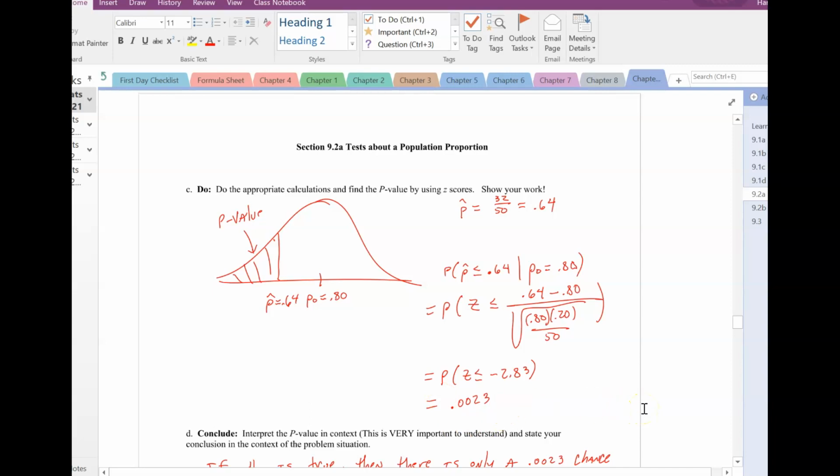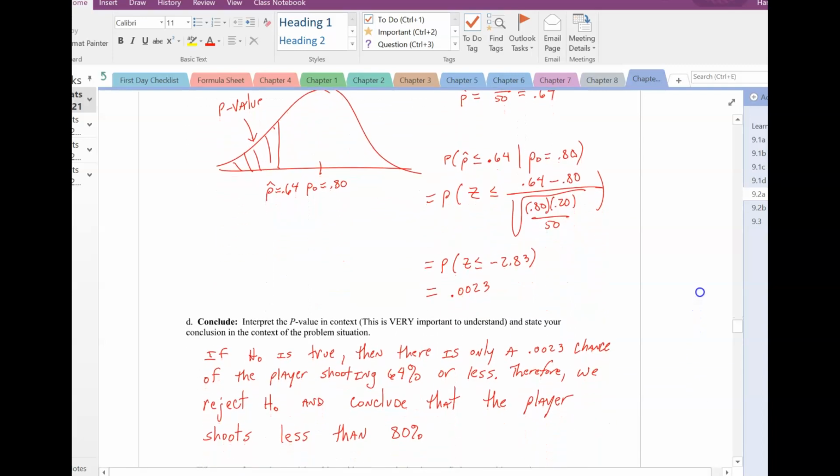All right, then in part D it says to make your conclusion, interpret the p-value in context. All right, so what this is saying is if the null hypothesis is true, so if the player really does make 80% of his free throws, there is only a 0.0023 chance of the player shooting 64% or less, or of getting a sample as extreme as ours. Therefore, we're going to reject the null hypothesis and conclude that the player shoots less than 80%.